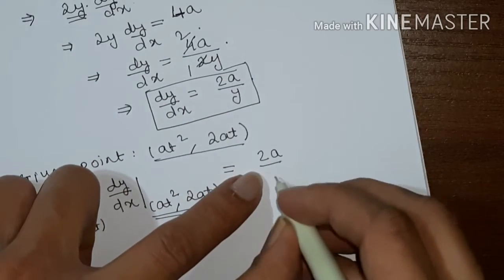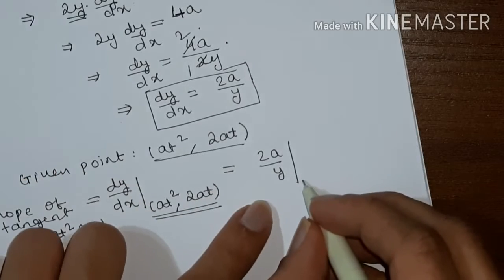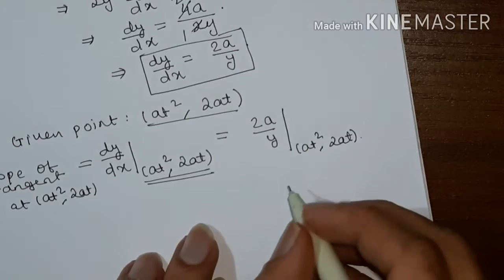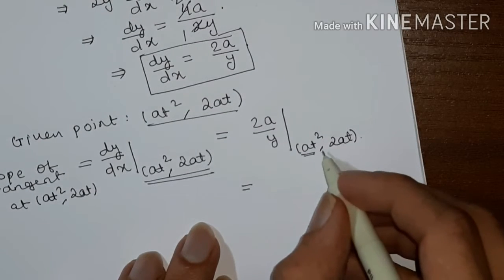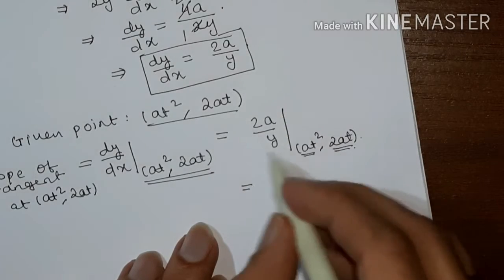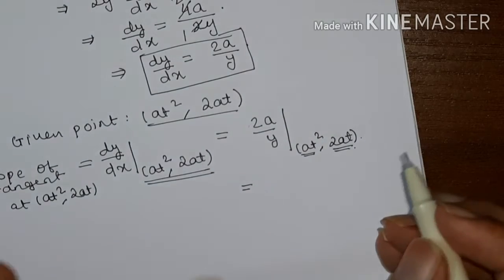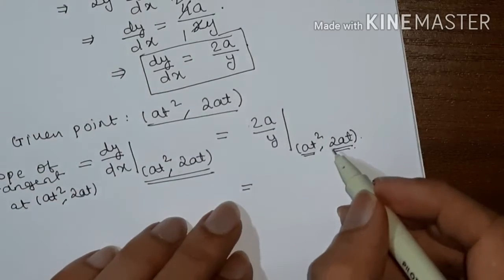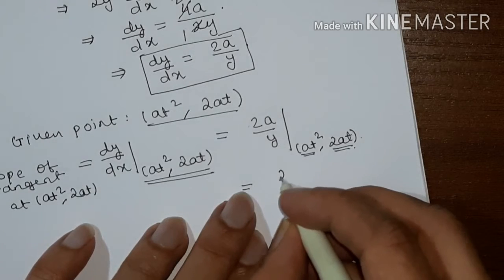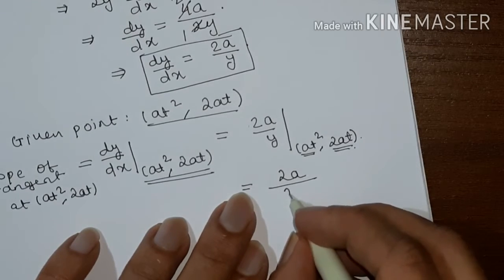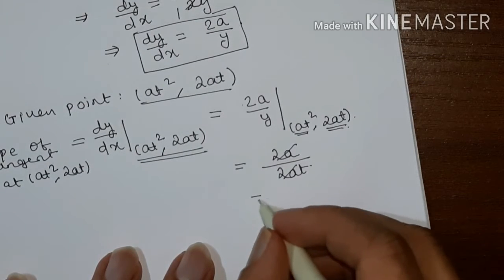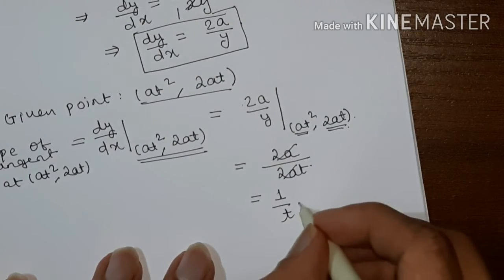So that is 2a divided by y at the point (at², 2at), right? So this is the x coordinate and this is the y coordinate of the point. Since there is no x coordinate here, you cannot substitute this anywhere, but y you can substitute, that is 2at. So you will get 2a divided by 2at. So 2a and 2a will get cancelled, you will get 1 by t.